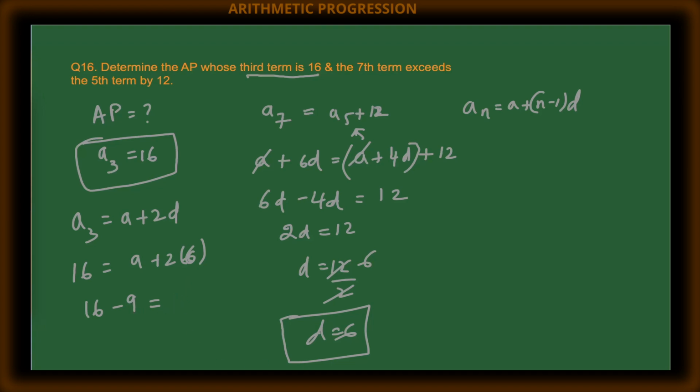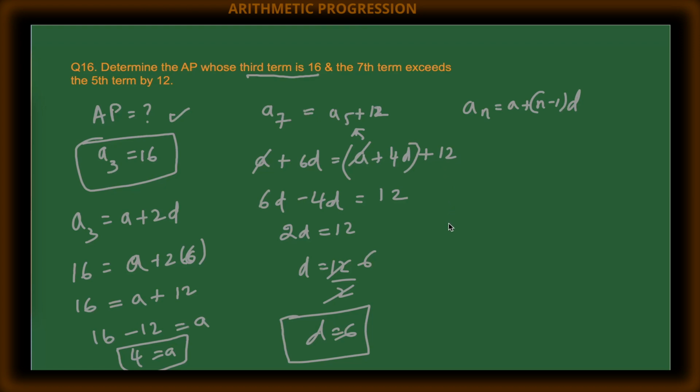Sorry, again. 16 is equal to a plus 2 sixes, which is 12. So let's bring it over: 16 minus 12 is equal to a. So a is equal to 4. Okay, so now we have a and d. So we need to solve this problem. Arithmetic progression we need to form.